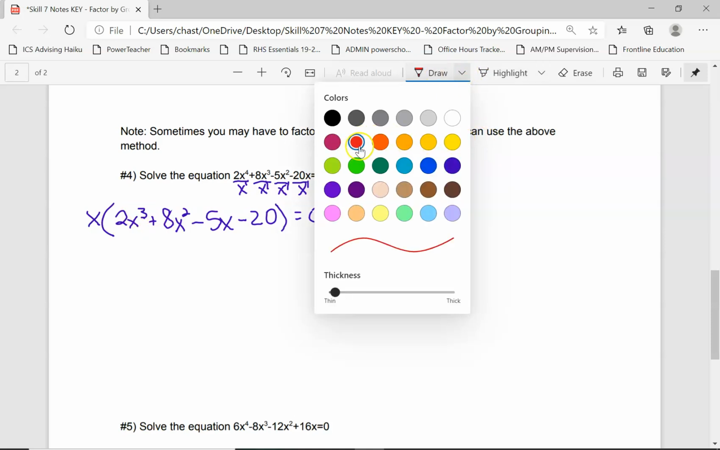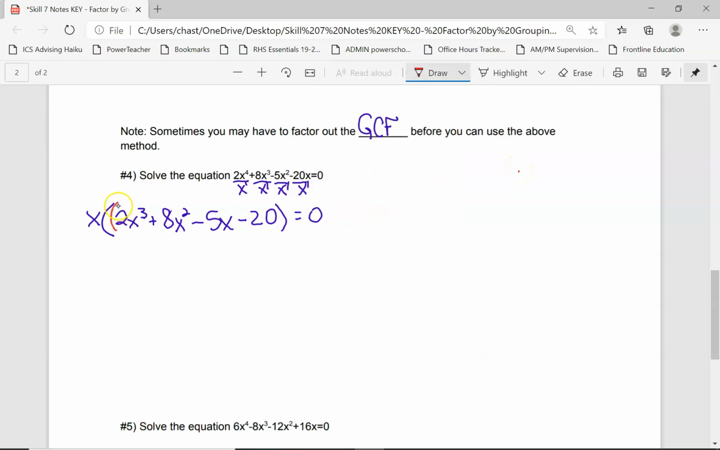I'll use red. And I'm going to show that I'm going to factor the first two terms and the last two terms. I'm going to go ahead and make sure that my x comes down to the bottom so I don't forget it, because a lot of people forget that GCF they pulled out. Looking in the first two terms, I can divide the numbers by 2, and I could divide the variables by x squared. So I know that 2x squared is a GCF. My leftover factor is x plus 4.